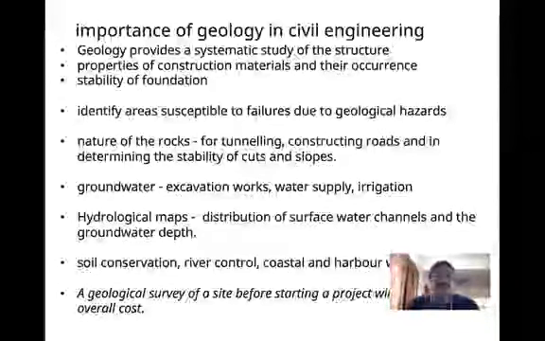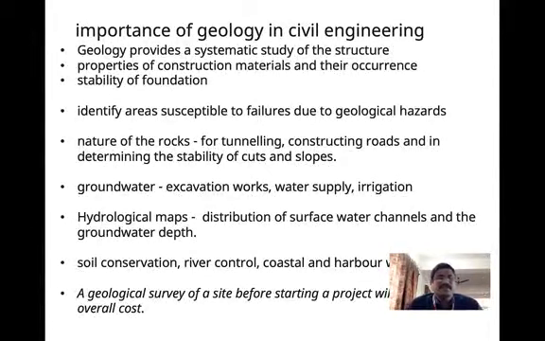natural system and the man-made system. How important is geology in civil engineering? The first one is that geology provides a systematic study of structure. It will give you a systematic study of how a structure will behave in different environments, in a dynamic system. Earth is a dynamic system.